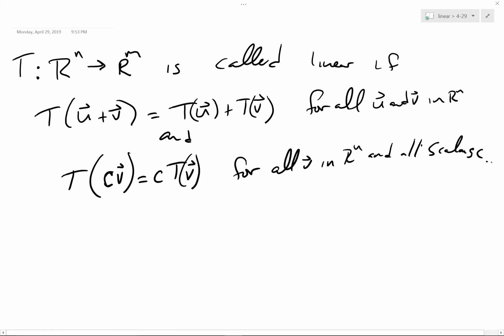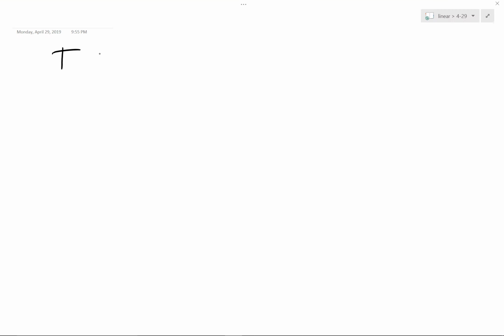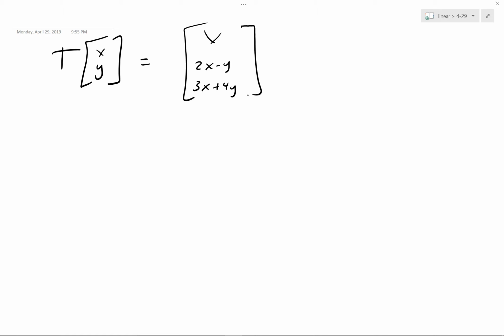Your book does some weird ones. For instance, this one here is a little strange. They say, hey, listen, T of x and y is equal to this god-awful thing. You're like, wait, where did they pull this out of? I don't know. They're going from a 2-dimensional space to 3-dimensional space. Is that okay? Well, it's fine by me. So what would happen if you did that?